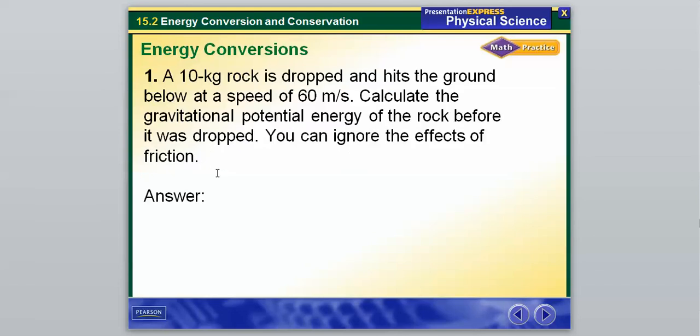It says a 10 kilogram rock is dropped and hits the ground below at a speed of 60 meters per second. Calculate the gravitational potential energy of the rock before it was dropped, and you can ignore the effects of friction. So again, how are we going to solve for what the gravitational potential energy of the rock was before it was dropped? It's going to be really similar to your last problem that I just went over.